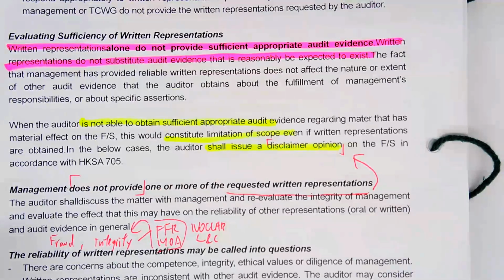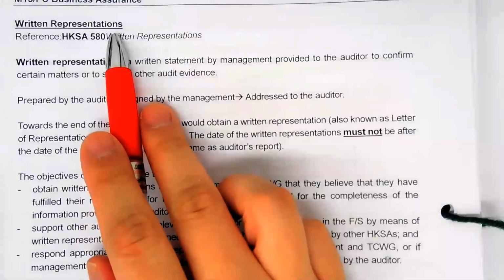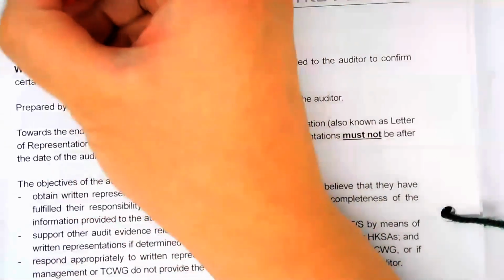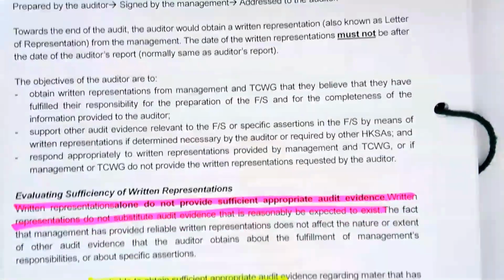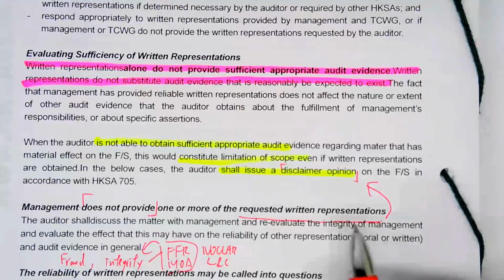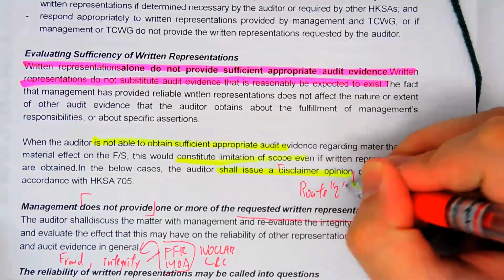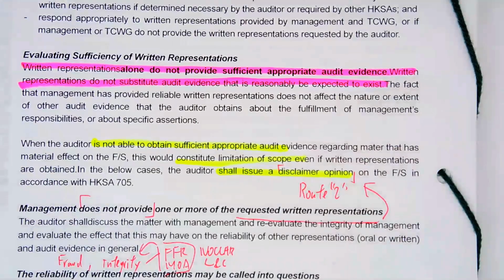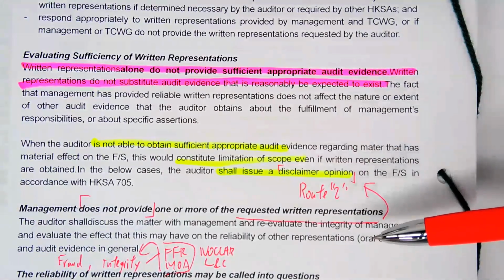This is my tip to you. If you happen to have a question that you determine is on written representation, and if the question asks you the impact on opinion, it will most likely be a Group 2 question. Remember number 2 we talked about just now. Written representation most of the time is talking about limitation of scope.